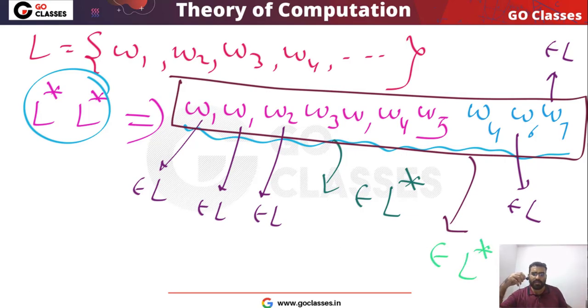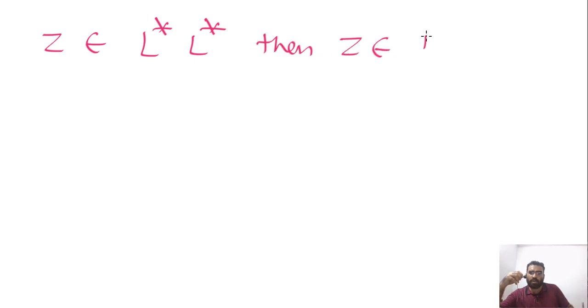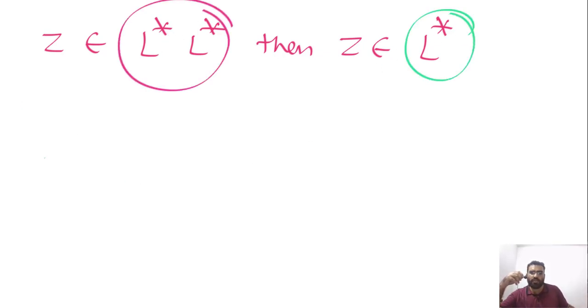So what have we done? We have proven that if any string belongs to L star, then that string also belongs to L star. Okay, so this is what we have proven. Every string of L star is also a string of L star.